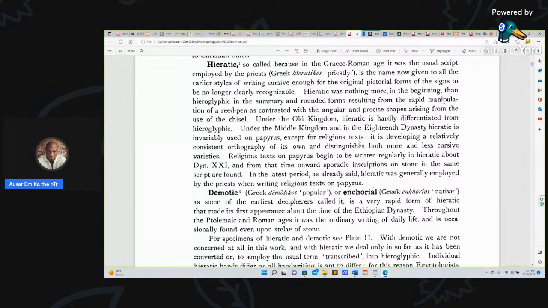Dynasty 21 onward. So not in the beginning. Let's go further. Let's go to the demotic text.